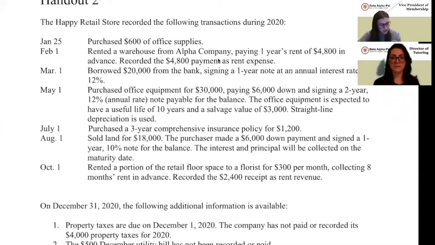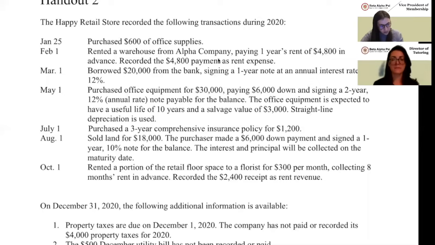Okay, so May 1st, we purchased office equipment for $30,000, paying $6,000 down and signing a 2-year, 12% annual rate note payable for the balance. The office equipment is expected to have a useful life of 10 years and a salvage value of $3,000. Straight line depreciation is used. So there's a lot of things going on in this problem. We bought equipment, we paid down a little bit of money, but we also got a note for the balance that we have due. And then also we need to depreciate the equipment. So first we'll take care of the adjusting journal entry for the interest that we've incurred on the note, and then also we'll take care of the depreciation that needs to happen at the end of the year.